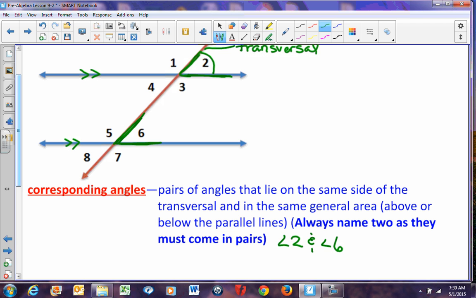Angle 3 and angle 7 are a pair of corresponding angles. Angle 1 and angle 5 are a pair of corresponding angles. And last but not least, angle 4 and angle 8 are a pair of corresponding angles. Remember, they come in pairs. You need to make sure you list them in pairs because they come in pairs.